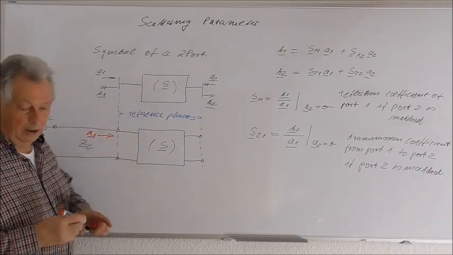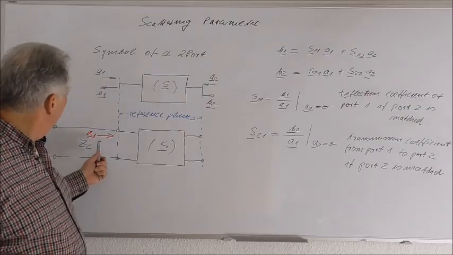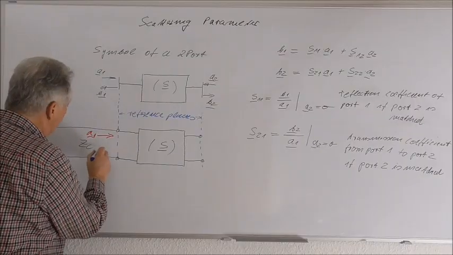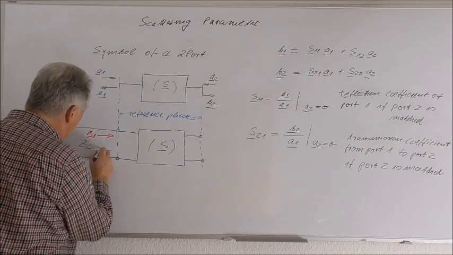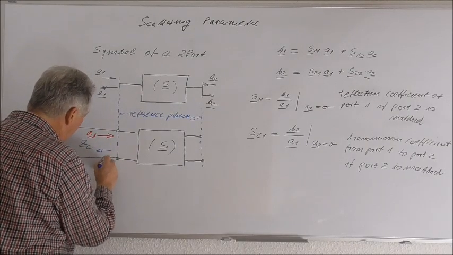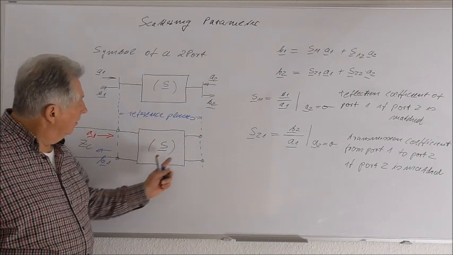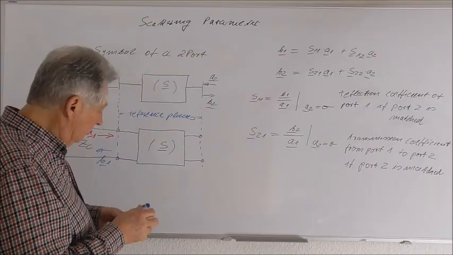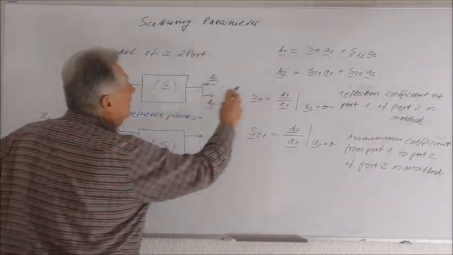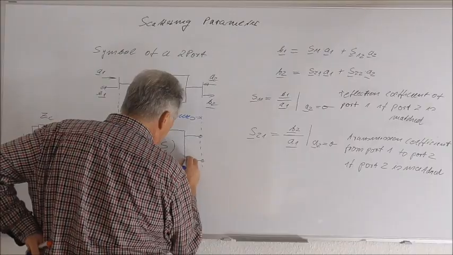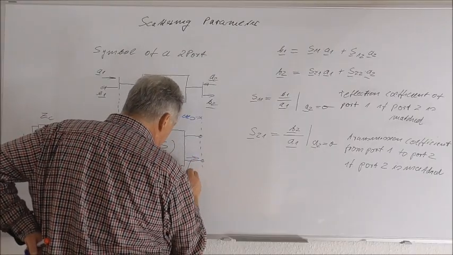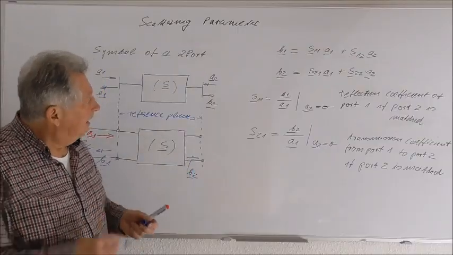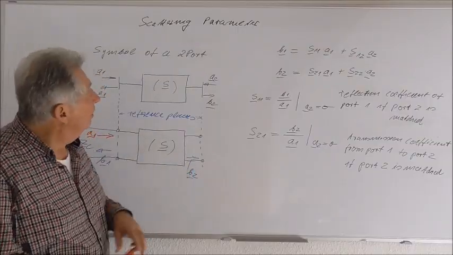Of course, as soon as I have a wave amplitude A1, in the general case there will also be a wave amplitude B1 which will be reflected by our two-port. And of course we can also assume that there will exist a wave amplitude B2 which will be emitted out of port 2 here. And now we come to the definition of the elements.